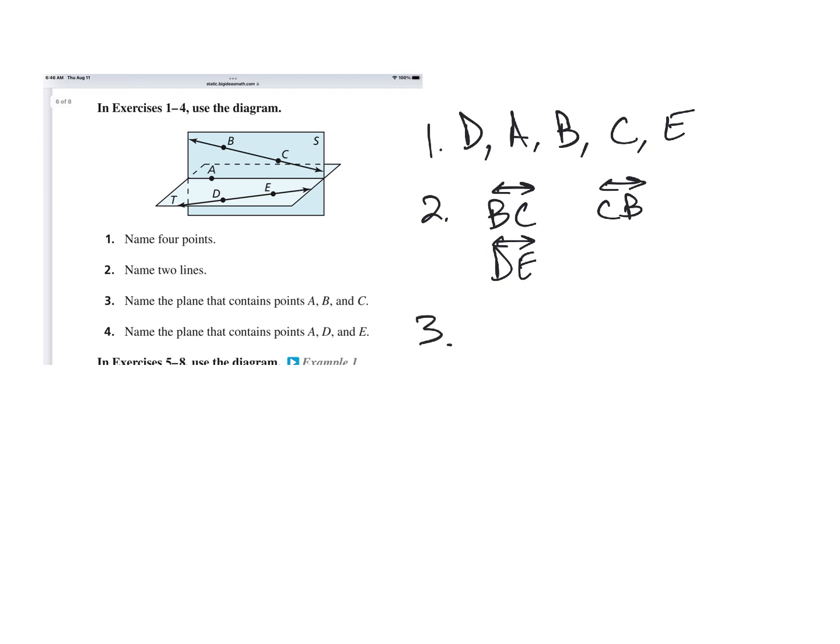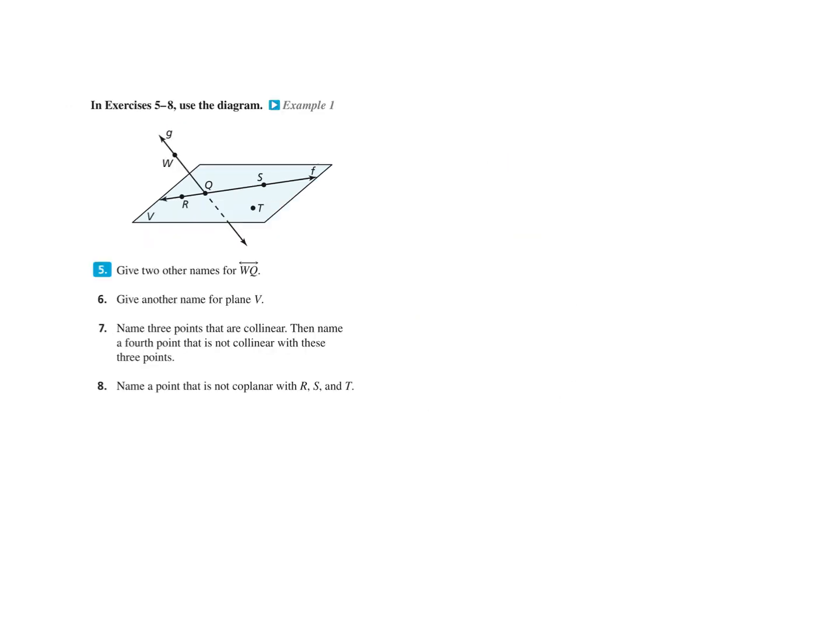Number 3, name the plane that contains points A, B, and C. So a plane has to have 3 points. The plane A, B, and C is plane S. Number 4, name the plane that contains points A, D, and E. That would be plane T. All right, let's go on to the next slide.